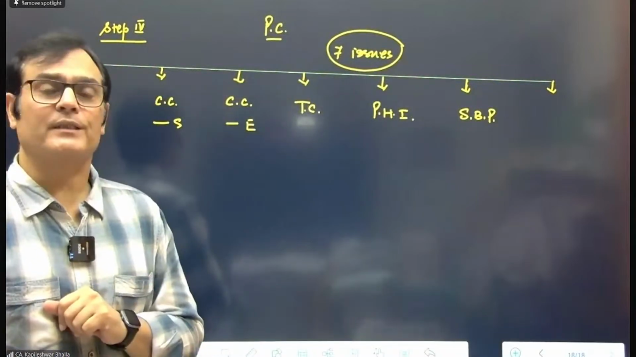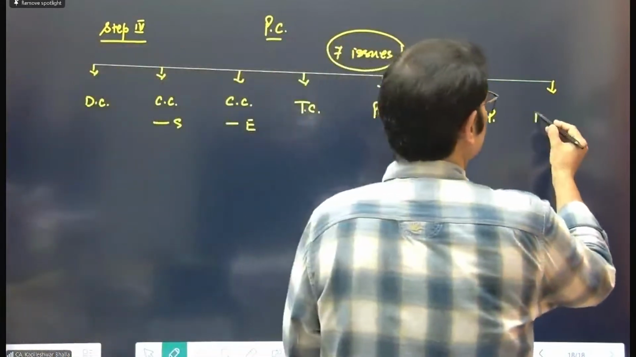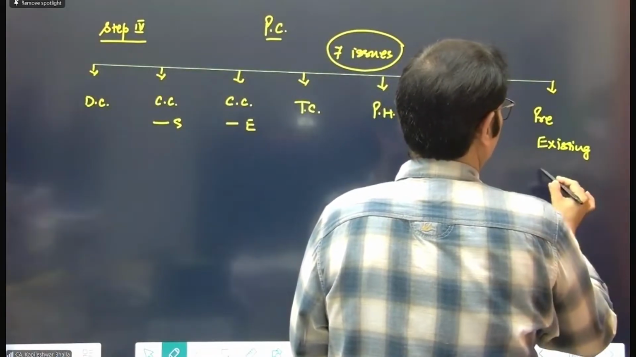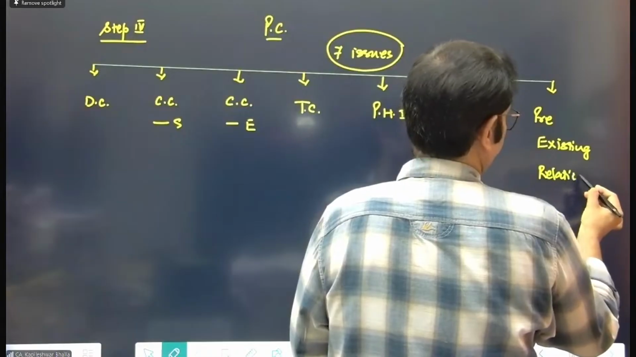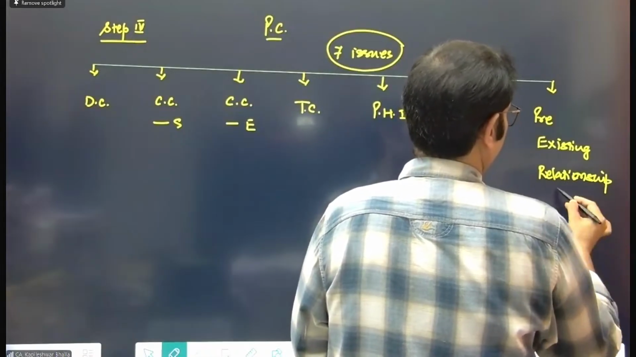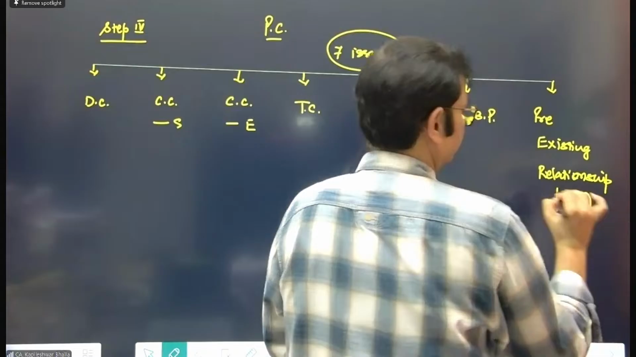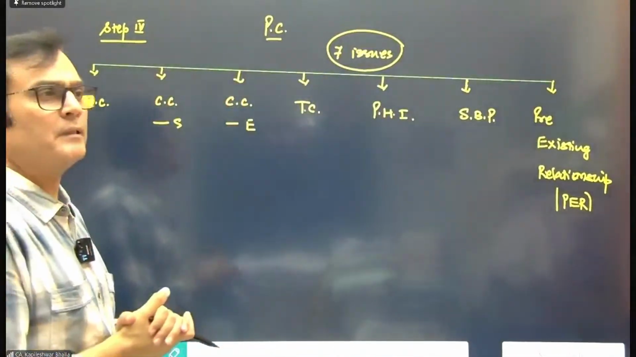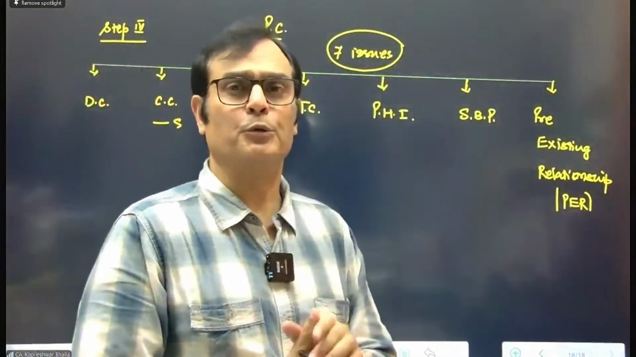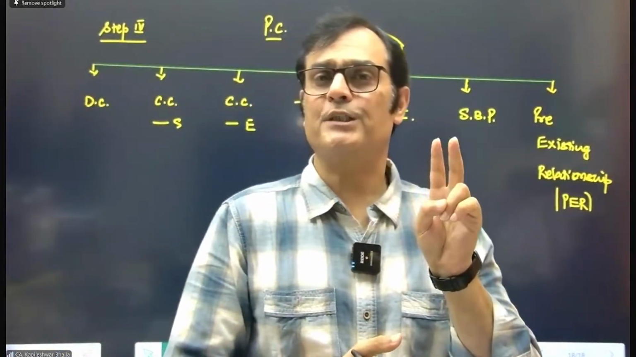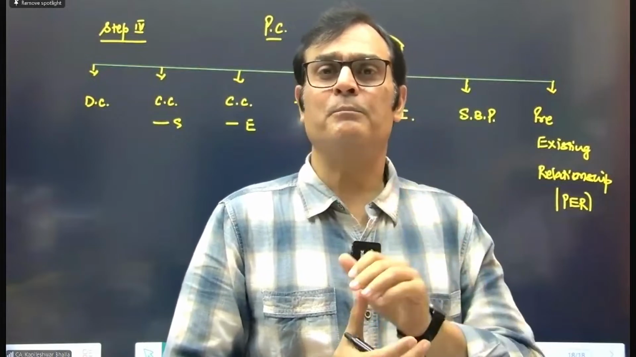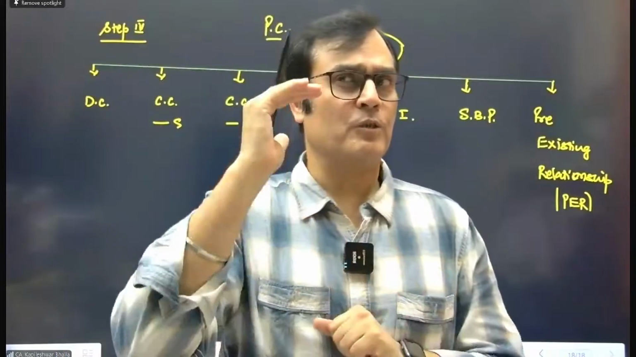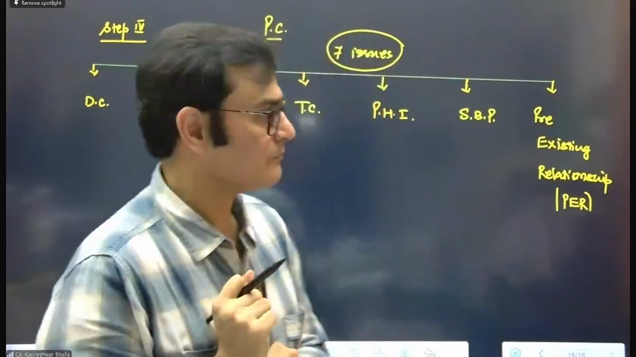And finally, we've got another agenda which is called pre-existing relationship, that is PER. So when you're confronting the calculation of the purchase consideration, keep in mind that your mind should be running on 7 issues: DC, CCS, CCE, TC, PHI, SBP, and PER. I've written the short forms so that your mind gets tuned to this.